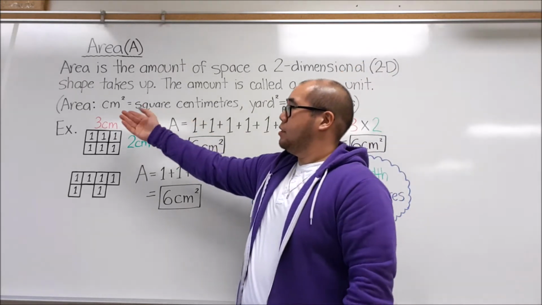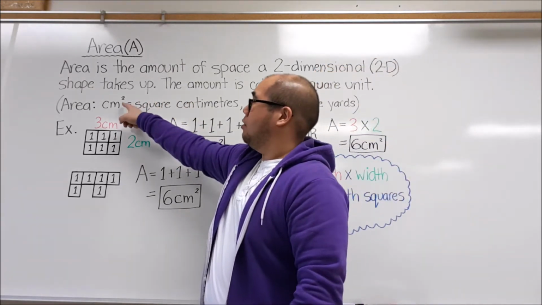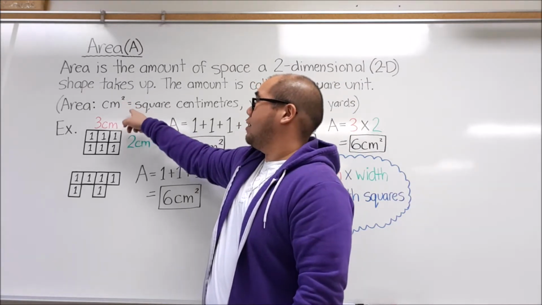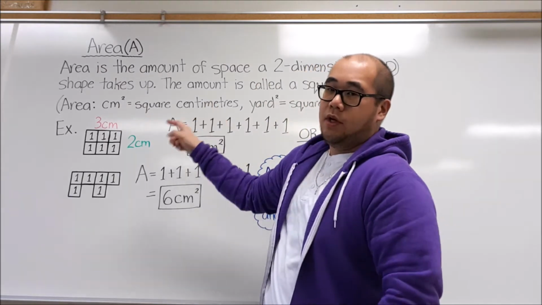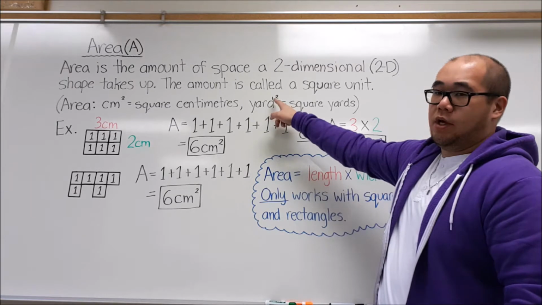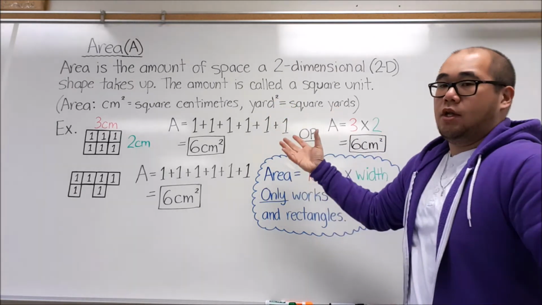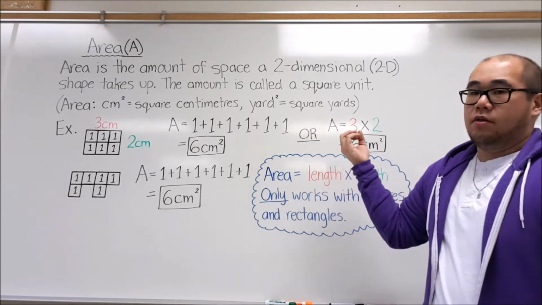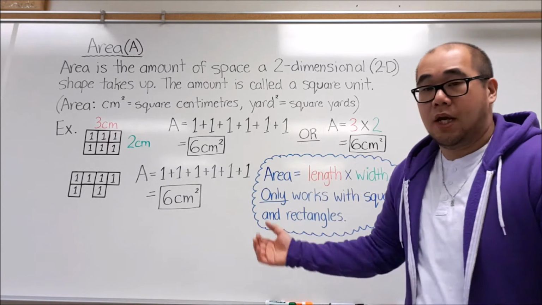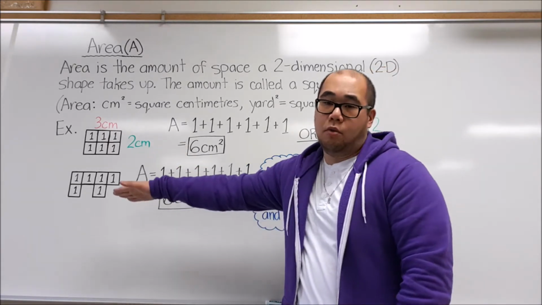So some examples, a centimeter, the way you write it is centimeter with this little 2 up there, okay? And this is read as square centimeters. Same thing with yards, you write it like this with the little 2 up there, and this is read as square yards. So that is what area is. That is how you would write it when you're doing area questions or doing anything involving area when it comes to math. So here are two examples I have on the board right here.